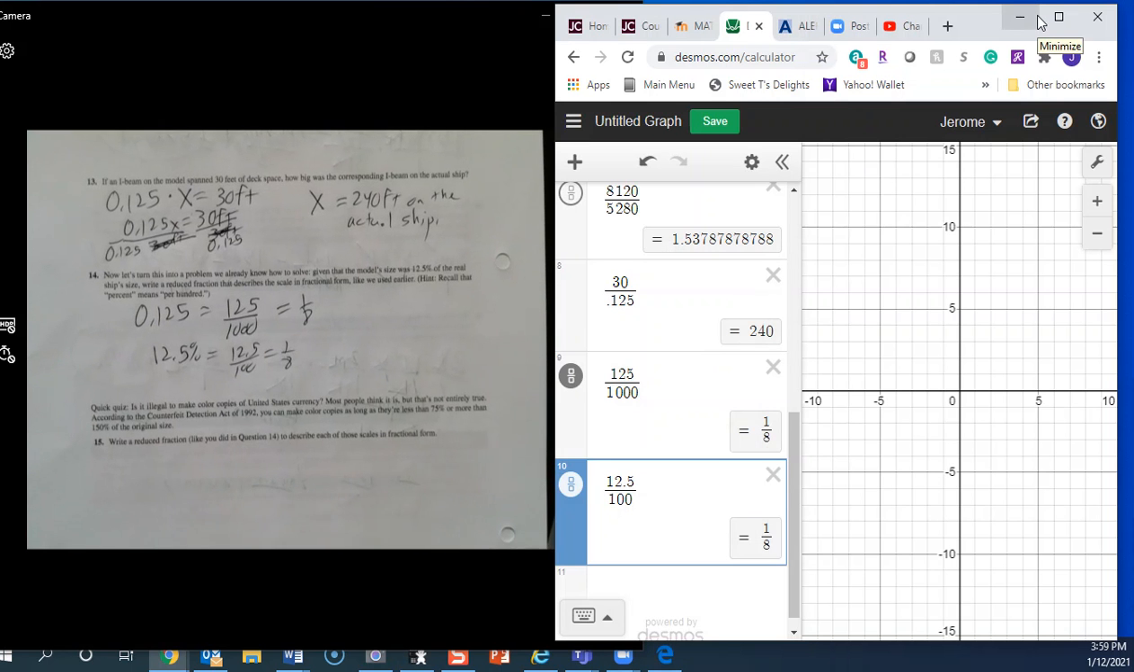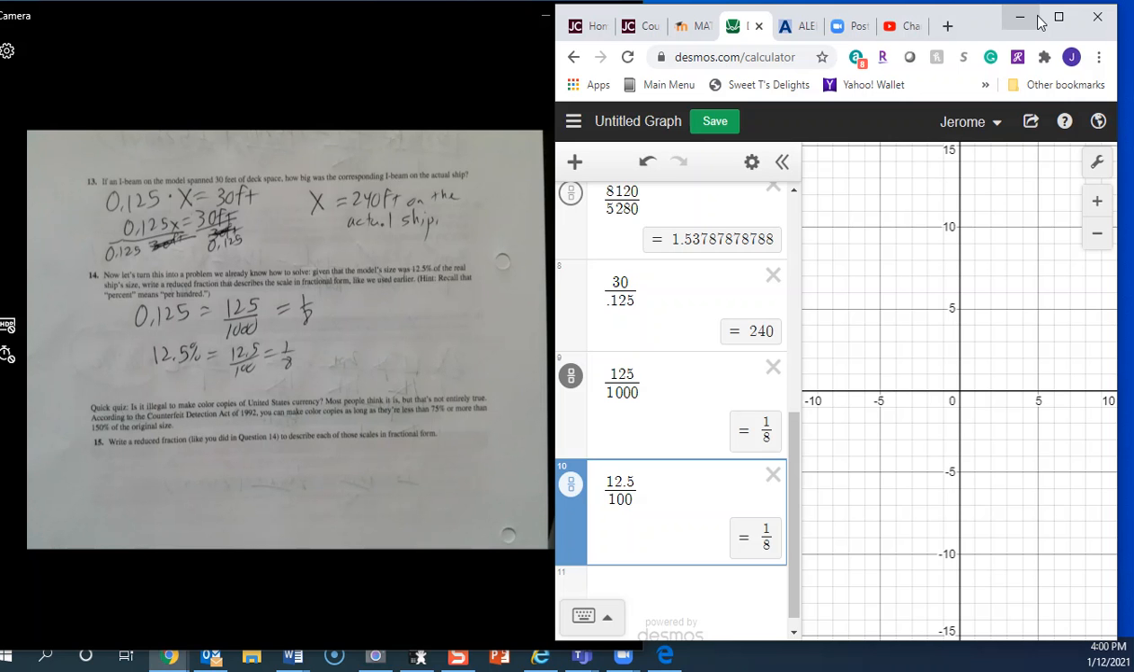Okay, 15. It says quick quiz. Is it illegal to make color copies of United States currency? Most people think it is. But that's not entirely true. According to the Counterfeit Detection Act of 1992, you can make color copies as long as they're less than 75% or more than 150% of the original size.